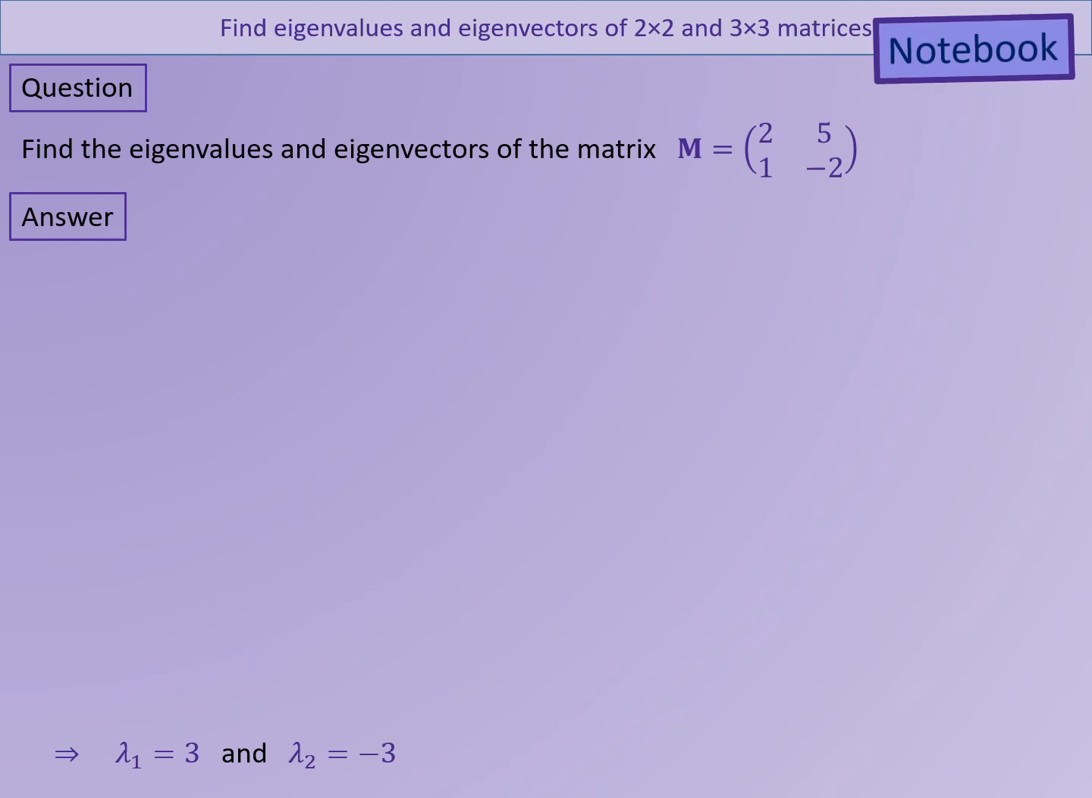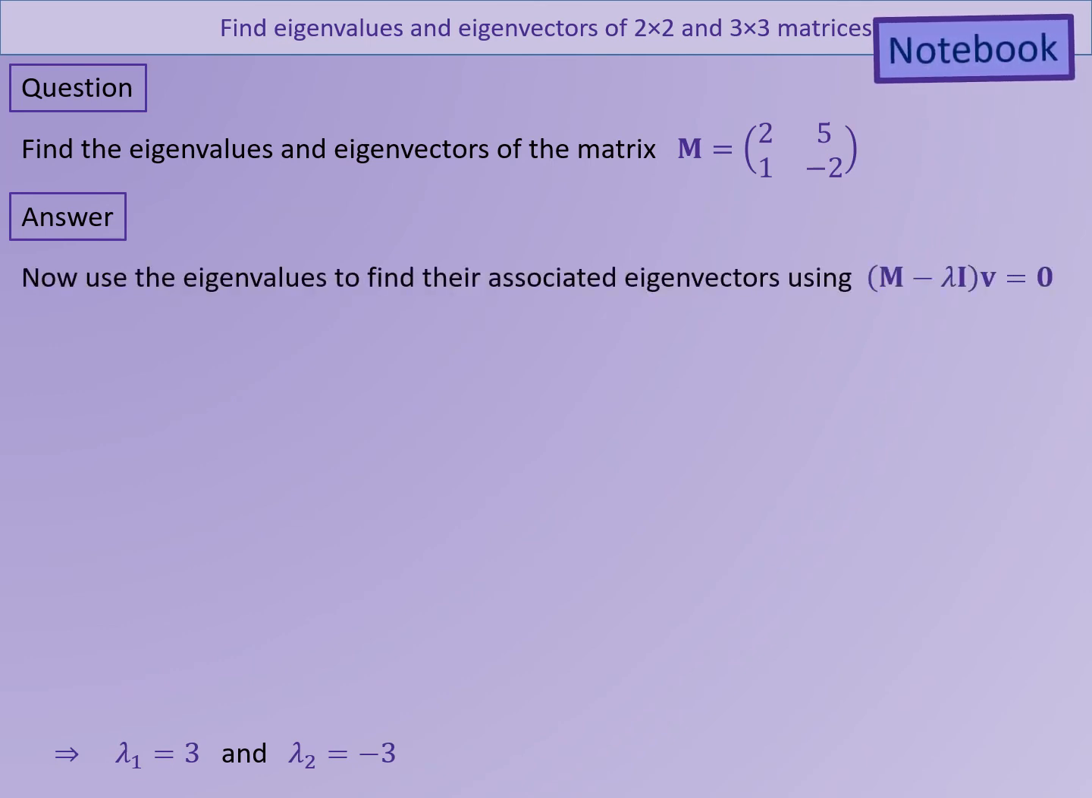Okay, so we're going to do one at a time. We're going to use the formula (M minus lambda I) v equals 0. The first one we're going to look at is lambda 1 equals 3, and then afterwards we'll look at lambda 2 equals minus 3. So we're doing both separately. So let's start with the situation where lambda 1 equals 3.